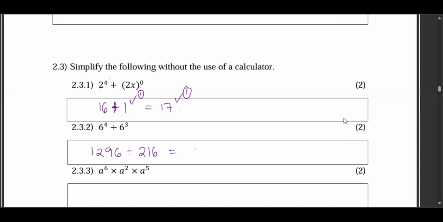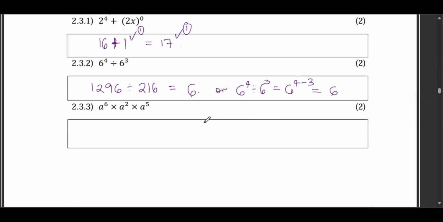I believe here you have the answer, what? 6. Or someone else would have said 6 to the power 4 divided by 6 to the power 3. I'm going to use the quotient rule, which simply means 6 to the power 4 minus 3, and the answer becomes 6. You are also right when you're using exponents. Okay, we look at this. Oh, wow, these numbers they all have the same base. So here we use the product rule, which is rule number 1.